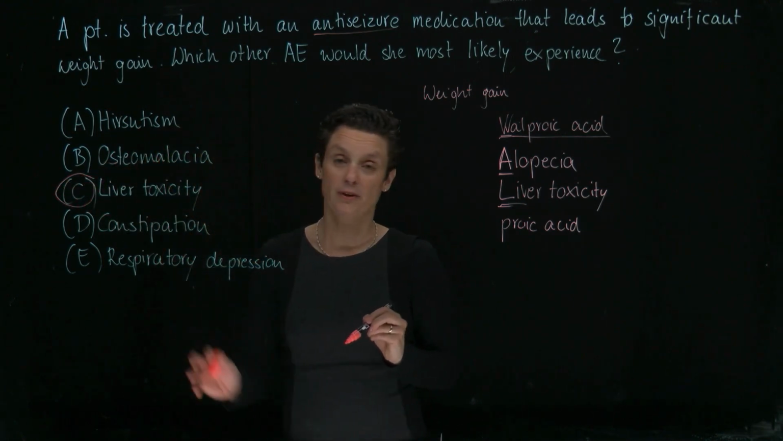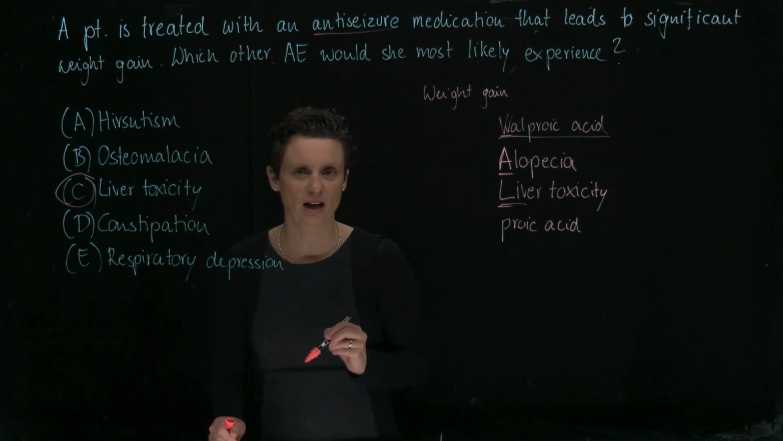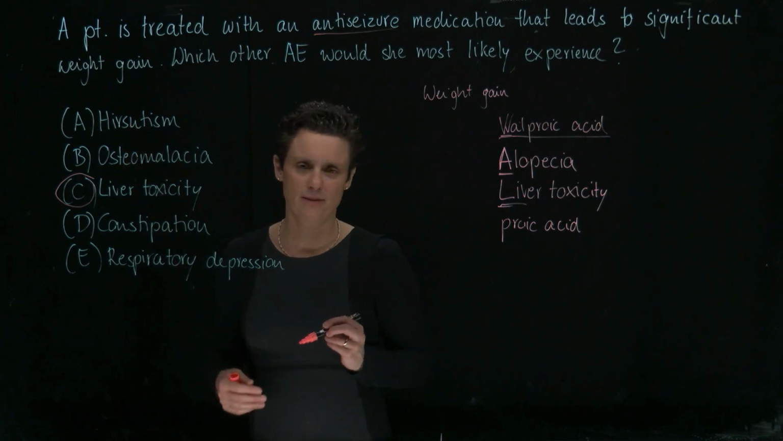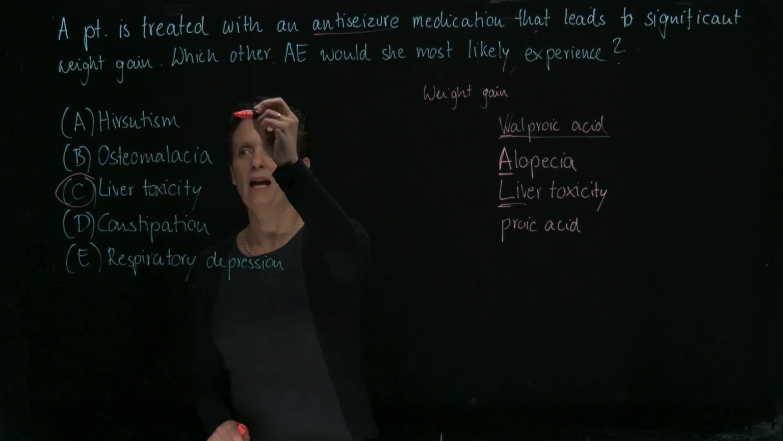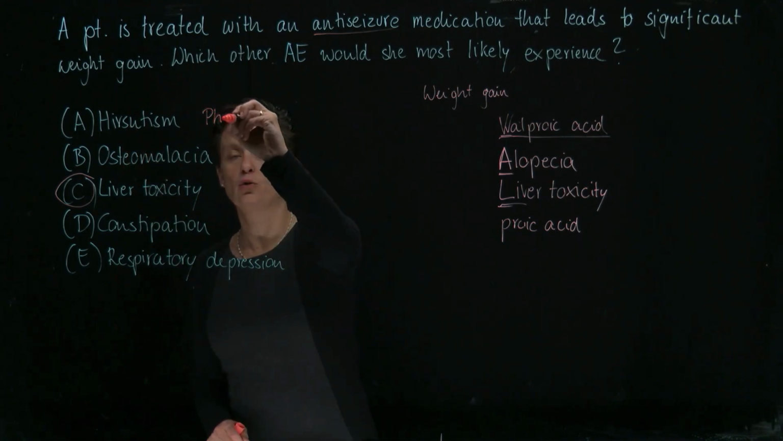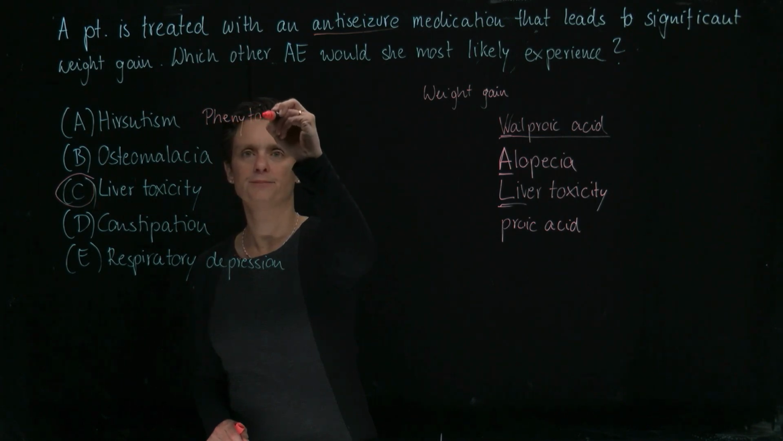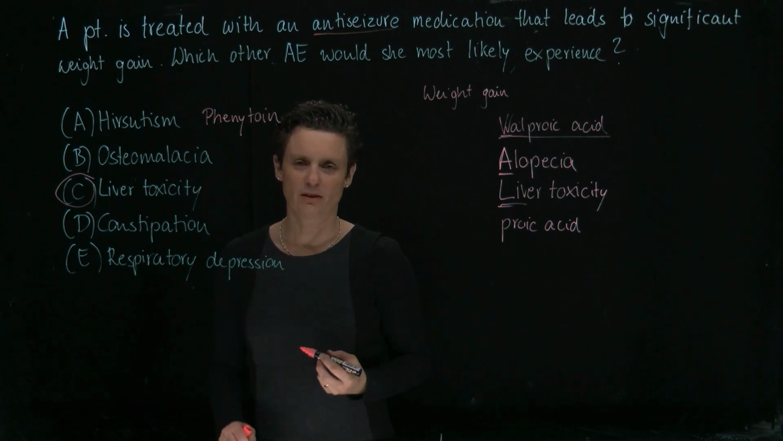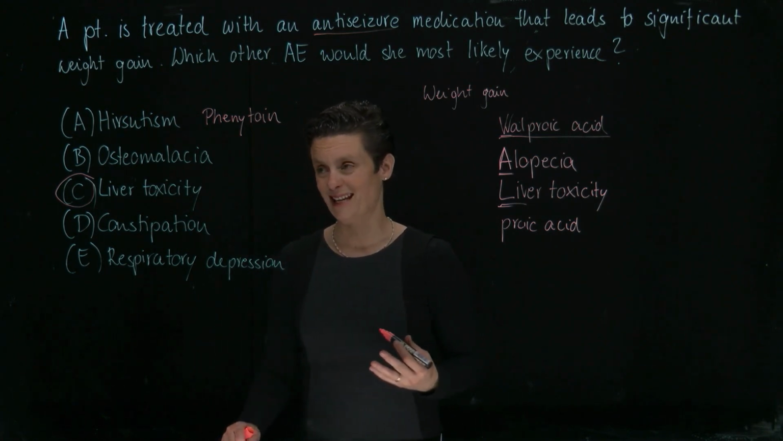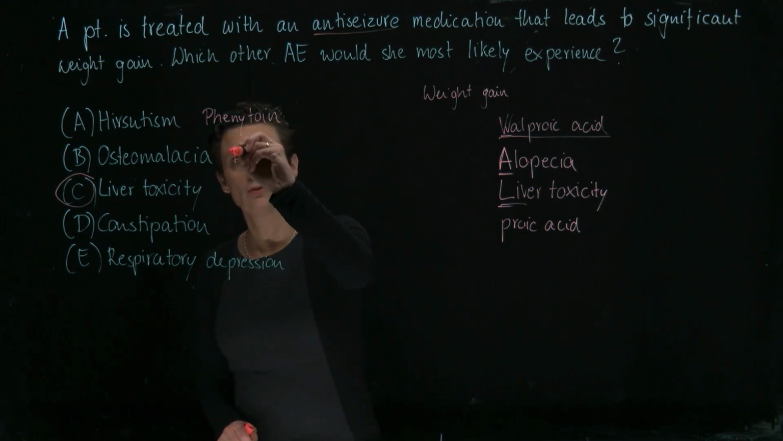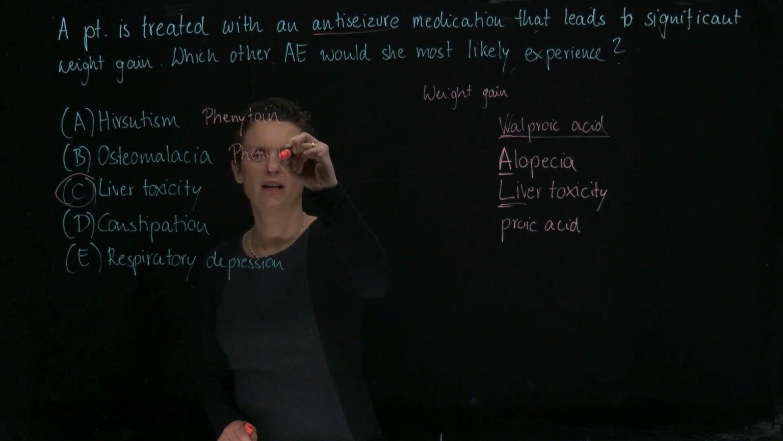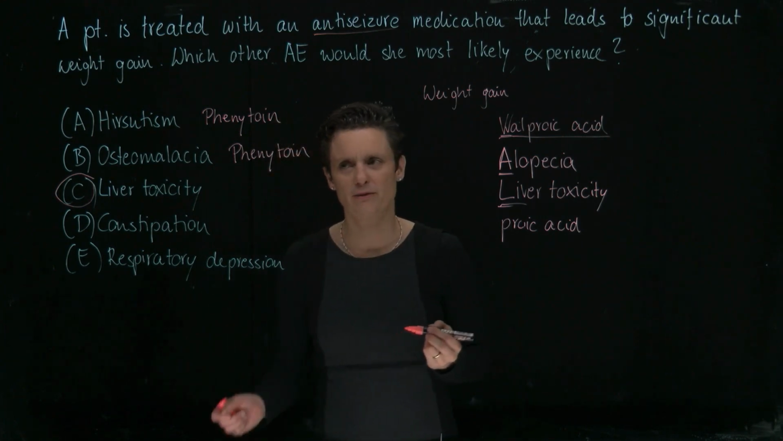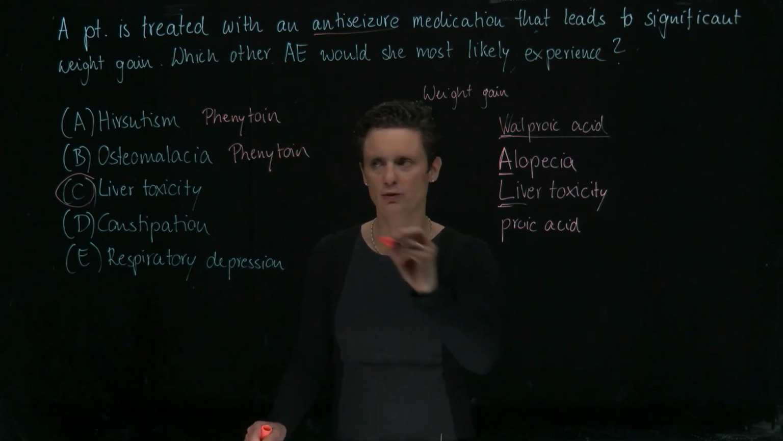Let's also look through the others if we can identify a drug that would cause a specific adverse effect. So hirsutism, that's too much hair growth, and that's something that phenytoin causes. Then osteomalacia, that's softening of the bone, decreased bone density. That's actually also an adverse effect of phenytoin if we are thinking about anti-seizure medications. And it turns out that phenytoin is a CYP inducer.